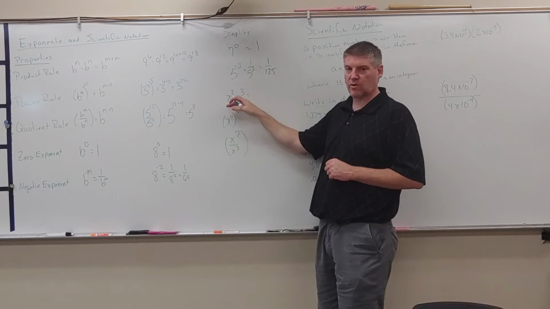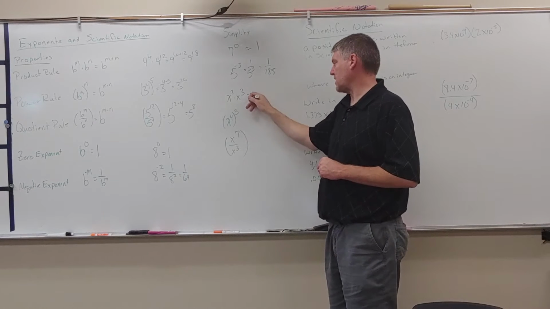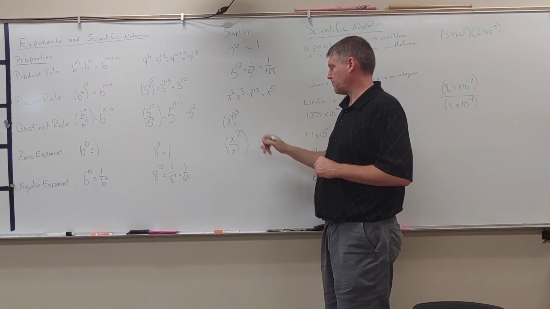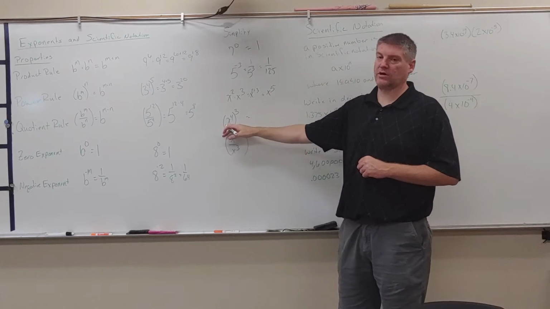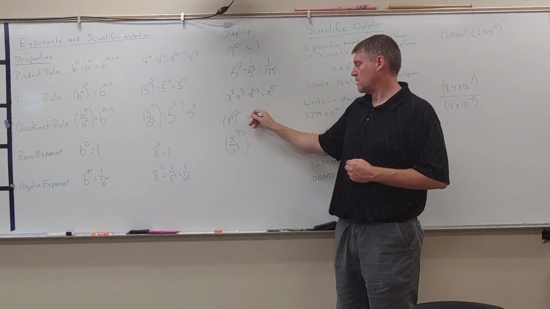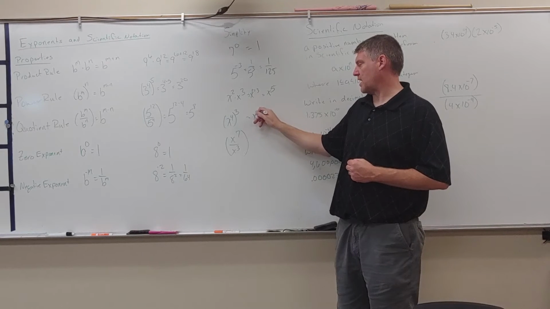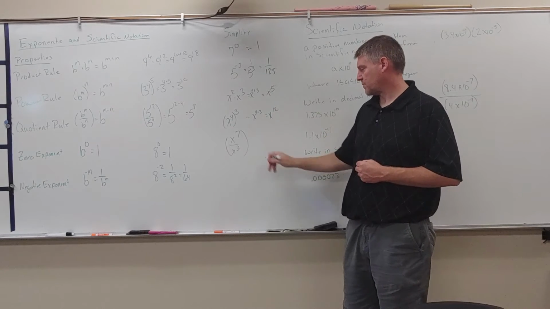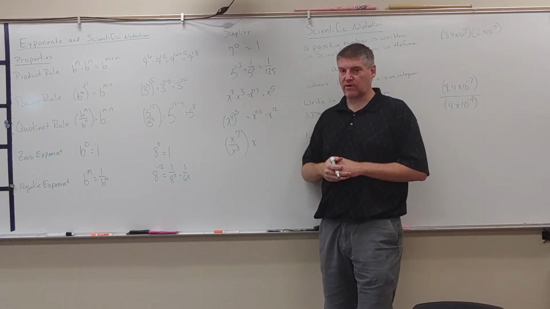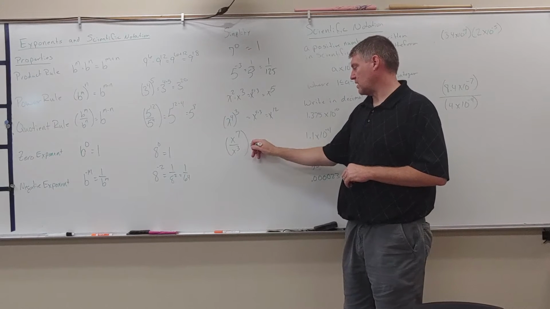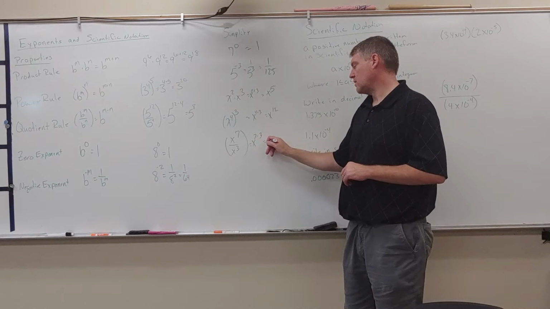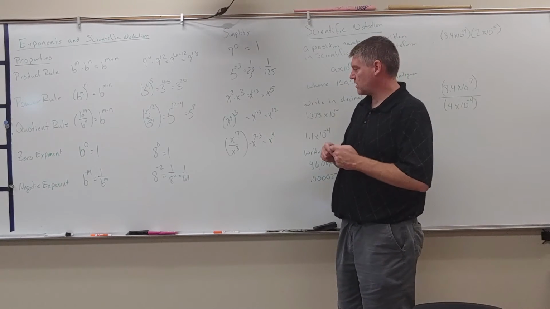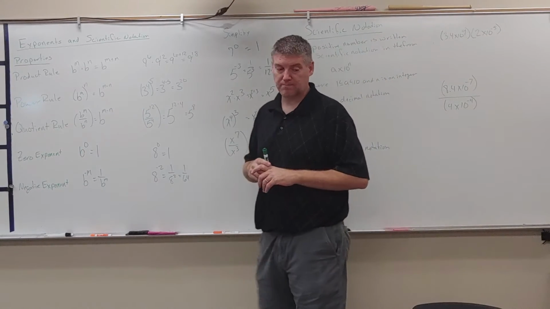So here I have x squared times x cubed. That's going to give me x to the 2 plus 3, or x to the 5th. Here I have x to the 4th, to the 3rd power. So that's going to be x to the 4 times 3, which is x to the 12th. Here I have x to the 7th over x cubed. So that's going to be x to the 7 minus 3, which is x to the 4th. Okay, so make sure that you understand the power rules.